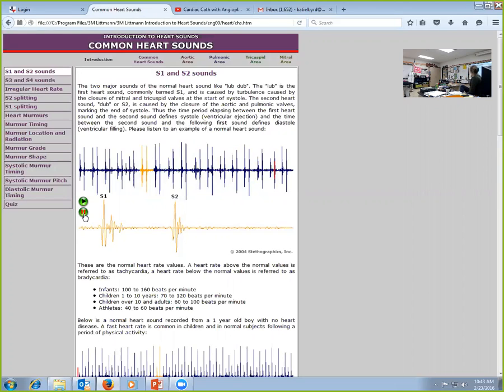So the sounds that you actually hear with the stethoscope when you're listening to someone's heart are made by the valves closing. That's what makes that noise. So the valves close and blood rushes back up against them. So you have the AV valves close at one point, and then the semilunar valves, like the pulmonary and aortic valves, close together. Those are the two sounds that you hear.